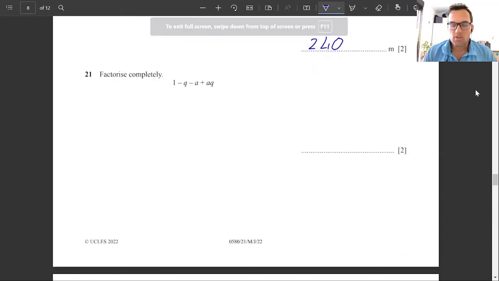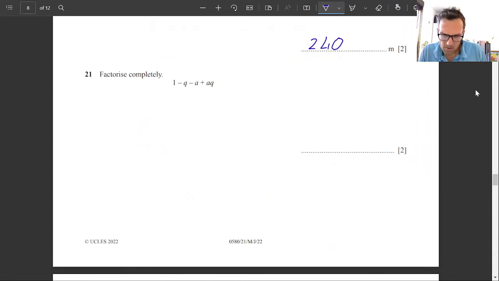Question 21, factorizing. It's a bit of an awkward one, but if we split this into two parts, it might become a little bit easier. So let's do it like this. Put a bracket there and put a bracket there. Is that what we really want? Let's try that. Because here we can factor out an a. So let's see what it looks like.